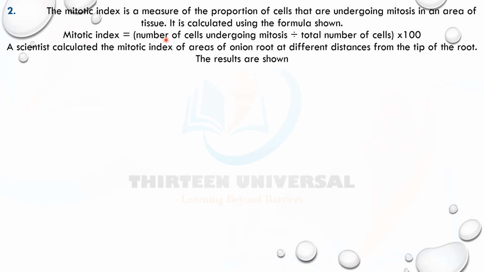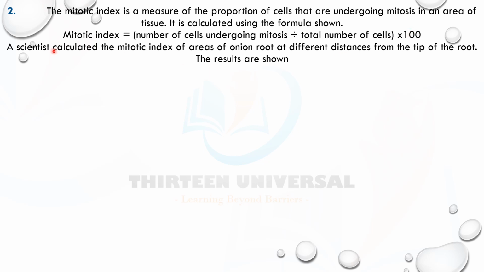If you don't know it, this is the formula, guys. Number of cells undergoing mitosis over total number of cells, because not all cells are undergoing mitosis at the same time. Some are in interphase, some are in cytokinesis, but not every cell is undergoing mitosis. So this is how you know the cells undergoing mitosis: number of cells undergoing mitosis over total number of cells, times 100.